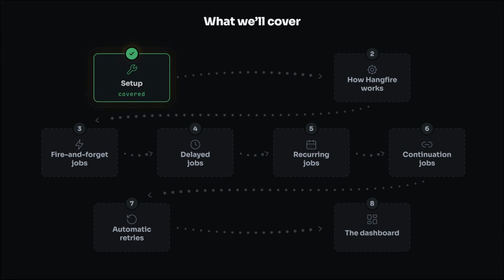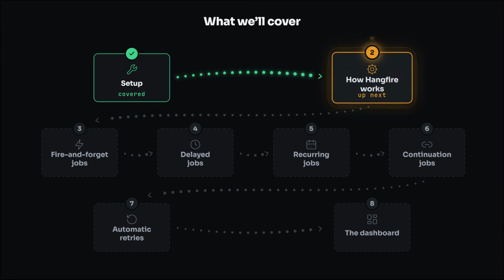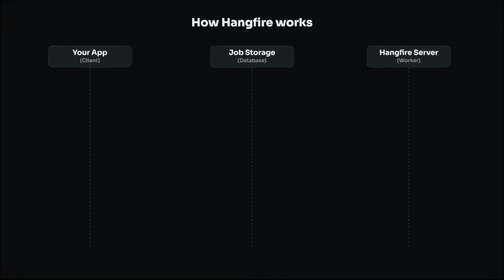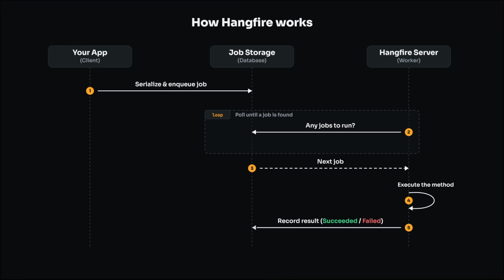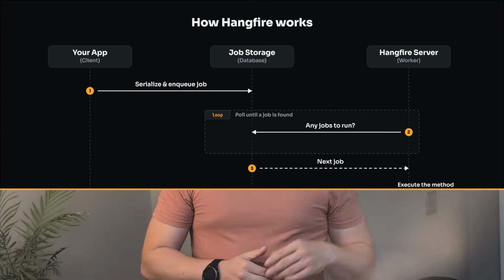Next, let's take a step back and look at how Hangfire actually works under the hood. At its core, Hangfire is a persistent background job queue. Your application adds jobs to the queue, and background workers pick up those jobs and execute them. That's the core idea. Everything else in Hangfire, retries, scheduling, and the dashboard all build on that idea. So what does this actually mean?